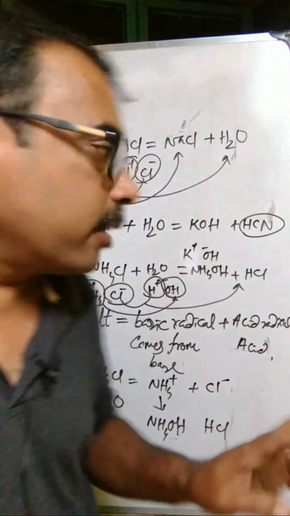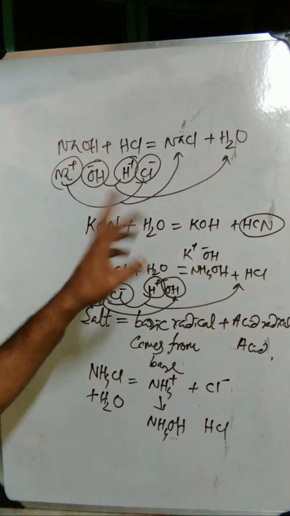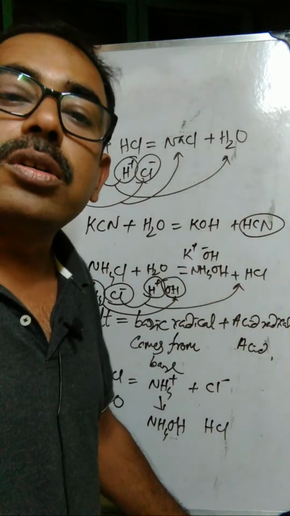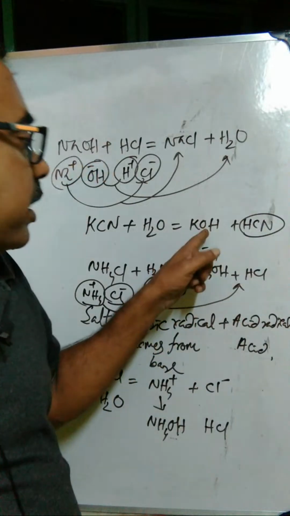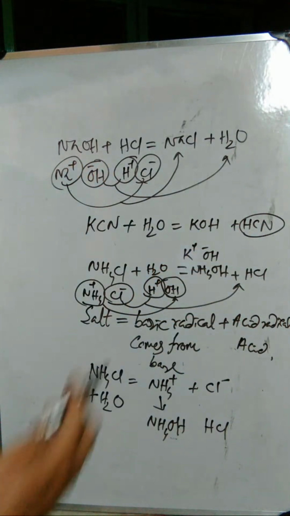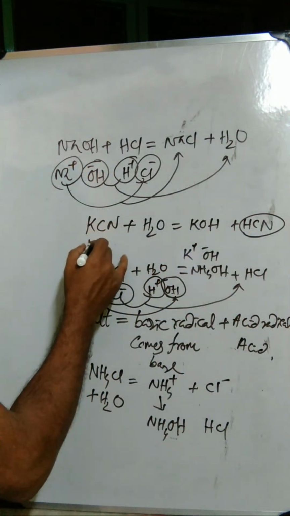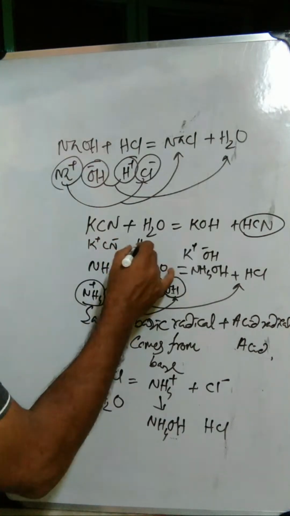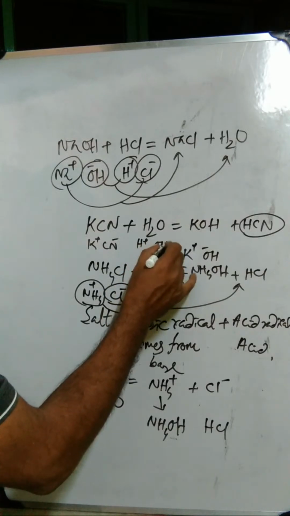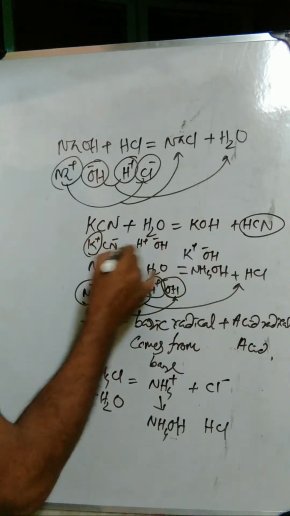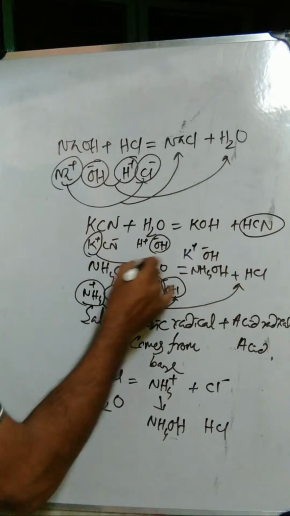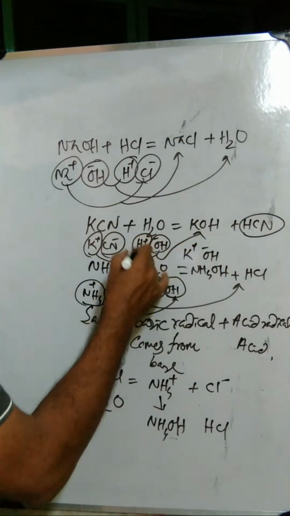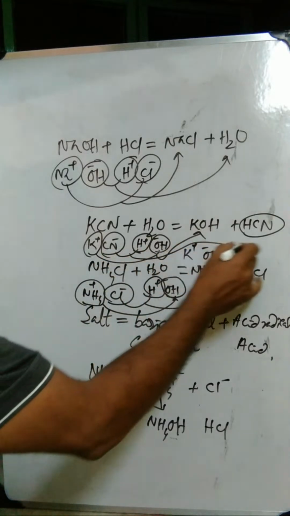Okay, so what is the nature of the aqueous solution of KCN? I am telling you again, KCN is a salt formed from KOH and HCN. How can we know? First dissociate KCN. KCN dissociates into K+ and CN-. H2O dissociates into H+ and OH-. Now K+, that cation, will surely combine with OH- to form KOH, and that CN- must combine with H+ to form HCN.